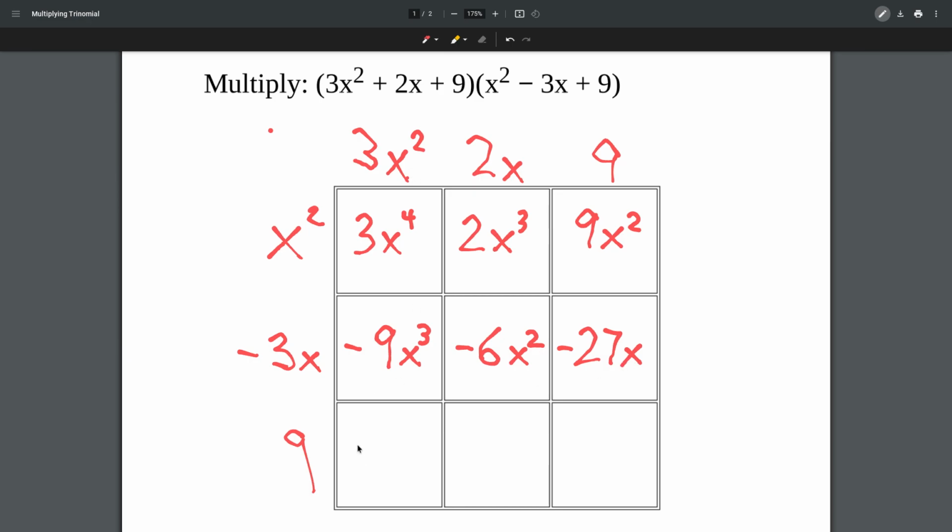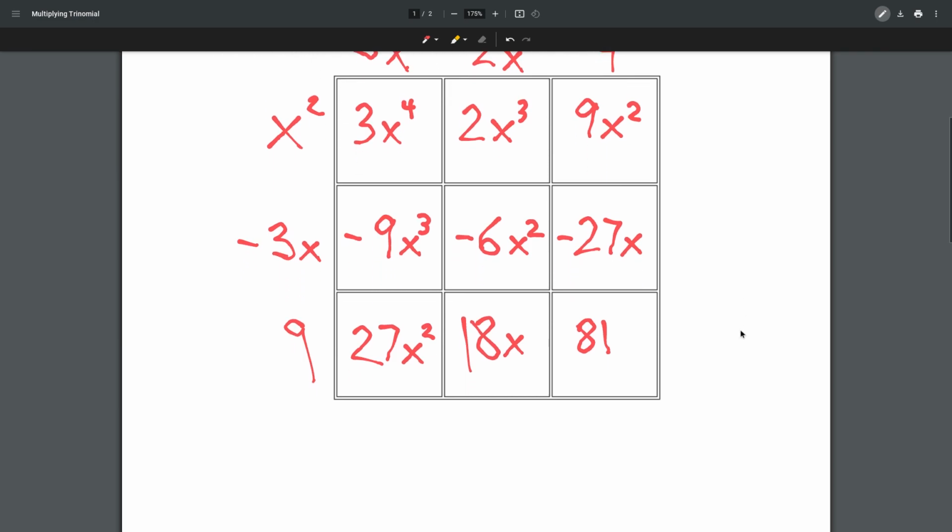Three x squared times 9 is 27x squared. 9 times 2x is 18x. And 9 times 9 is 81. Okay, so now that I've multiplied all the terms out, we can combine our like terms.